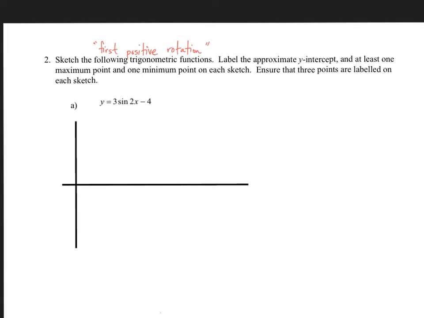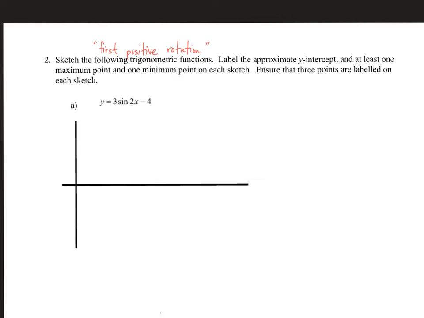Okay, so take a look at the equation I've given you, and you'll notice that there's a lot more to that than just your basic sine curve. We're going to go through, we're going to label the approximate y-intercept and at least one max, one min point. We know that to sketch, we're going to do the first positive rotation, and we're going to ensure that that last part, ensuring that 3 points are labeled on each sketch, is satisfied. And it's those specific 3 points.